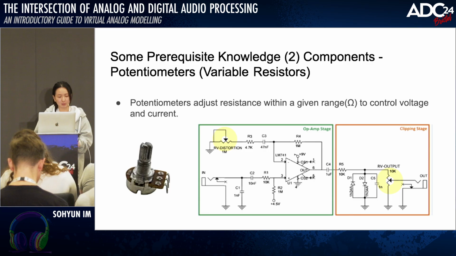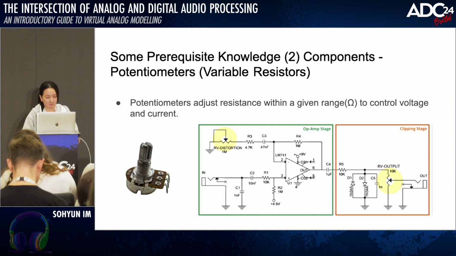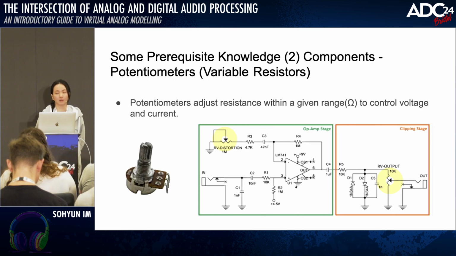And finally, the potentiometer. It's called a variable resistor. This is a knob in our pedal. Potentiometers adjust resistance within a given range to control voltage and current. So if you have a potentiometer valued at 1,000 ohms, you can adjust it from 0 ohms to 1,000 ohms.